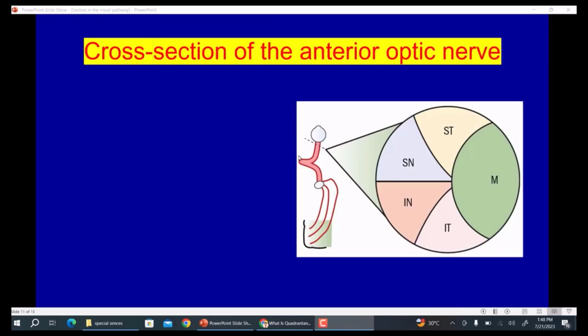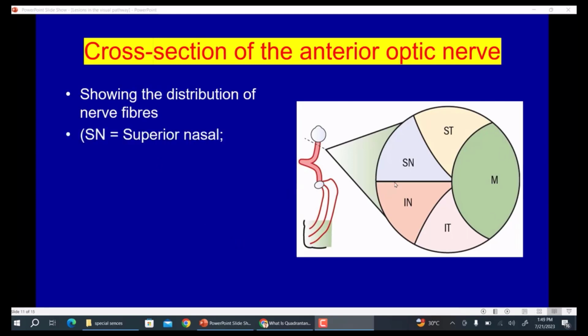Cross section of the anterior optic nerve. This is the eye and this is the anterior portion of the optic nerve. When a cross section is taken, it gives us this picture, which shows the distribution of the nerve fibers. SN is superior nasal; the superior nasal fibers originate from the superior side of the nasal retina.